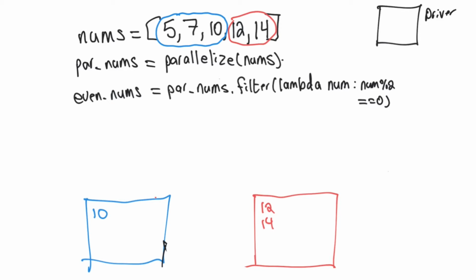So again, just to be clear, if I tried to print even nums, it would not print 10, 12, 14, or any permutation of that, because the data is not on the program that has this code here. The data is on this machine and this machine. So if you printed even nums, it would again say, like, this is an RDD, okay?